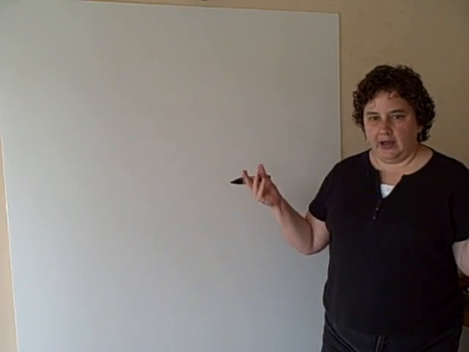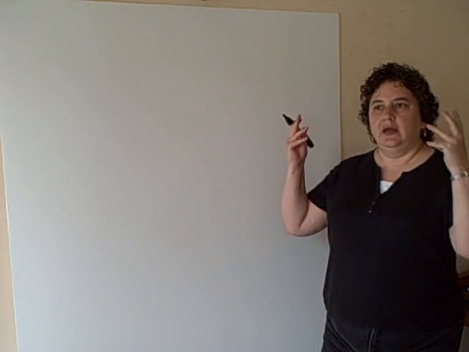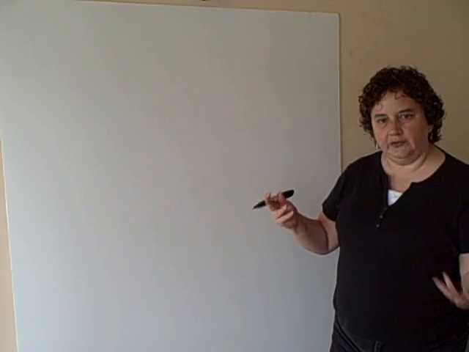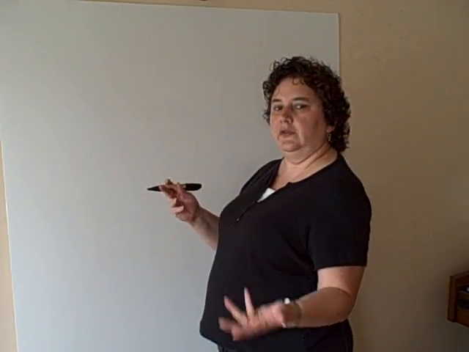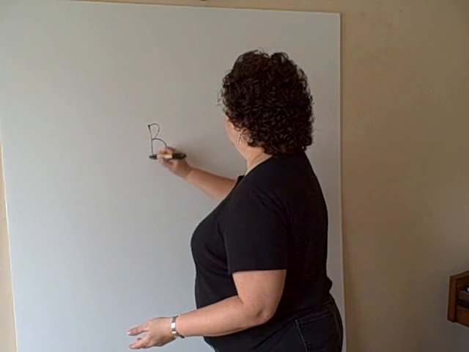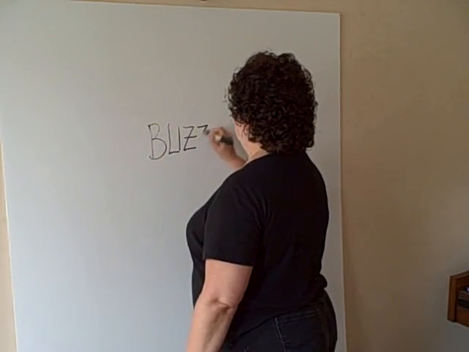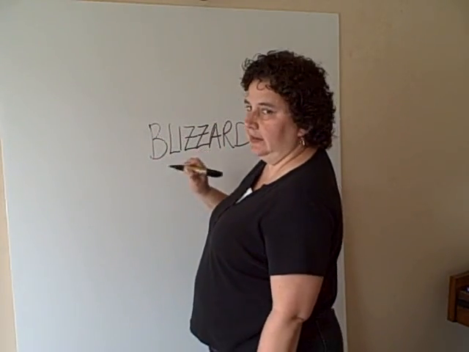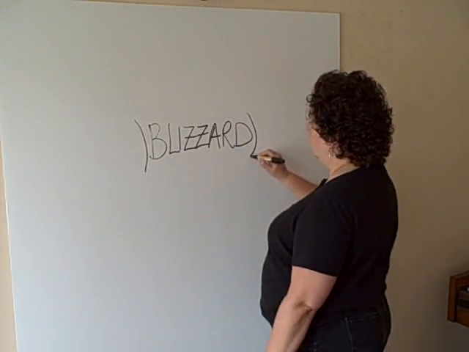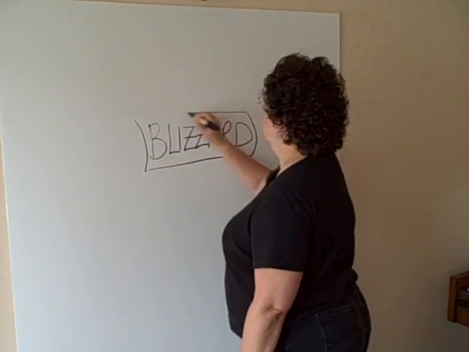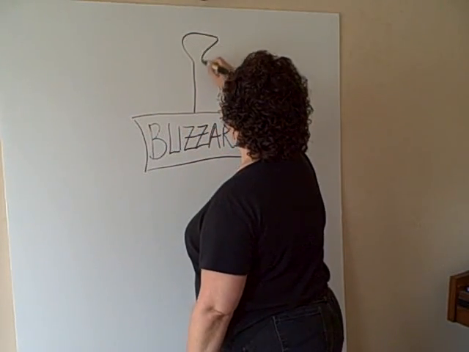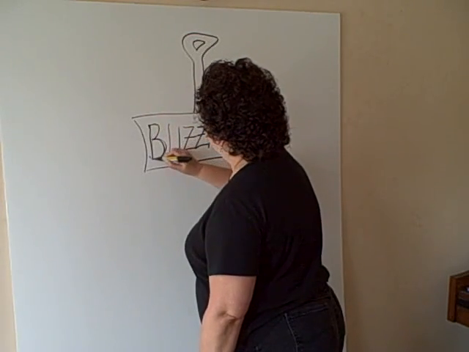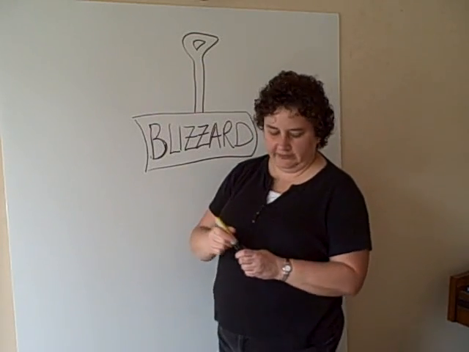First of all, the human brain reacts to pictures. It recognizes pictures even before it recognizes language, so why not use pictures to organize your thoughts? So for instance, blizzard is the main idea here. I'm going to put the word blizzard in a picture of a snow shovel. So there's my main concept, the blizzard.